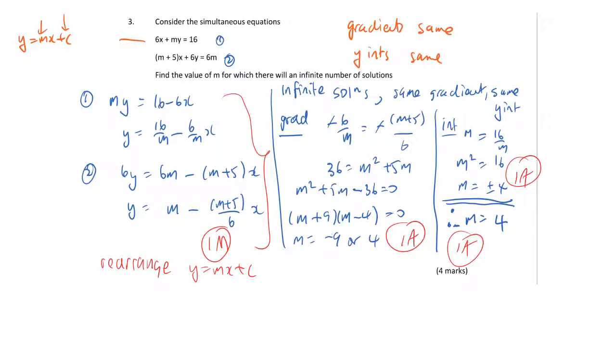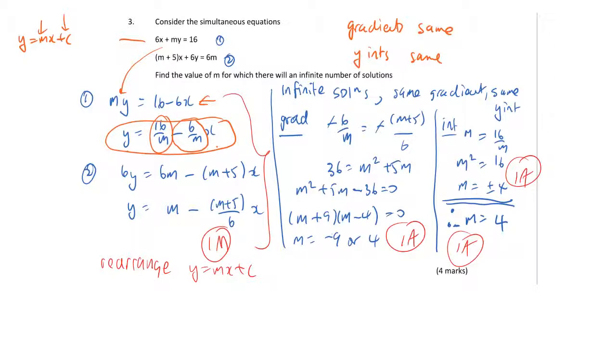So in the first part here, we're taking equation 1 and we're rearranging. So the first thing we do is to minus the 6x from both sides, then we're dividing by the m. So now we do have this one in the form y equals mx plus c. We can see the gradient is the coefficient of the x there, it's negative 6 over m. We can see the y-intercept is going to be 16 over m.